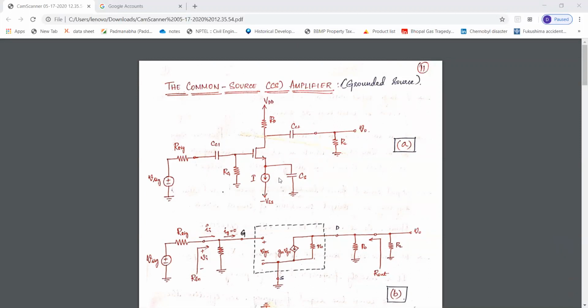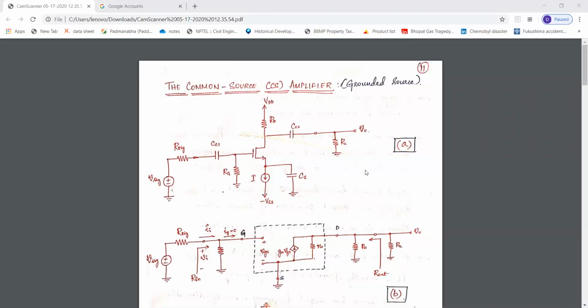And here we have a capacitor CS, which is of high value, usually in the range of microfarad, which will protect this current source and acts as a short circuit. Now we'll go through all those things in detail in the upcoming slides.